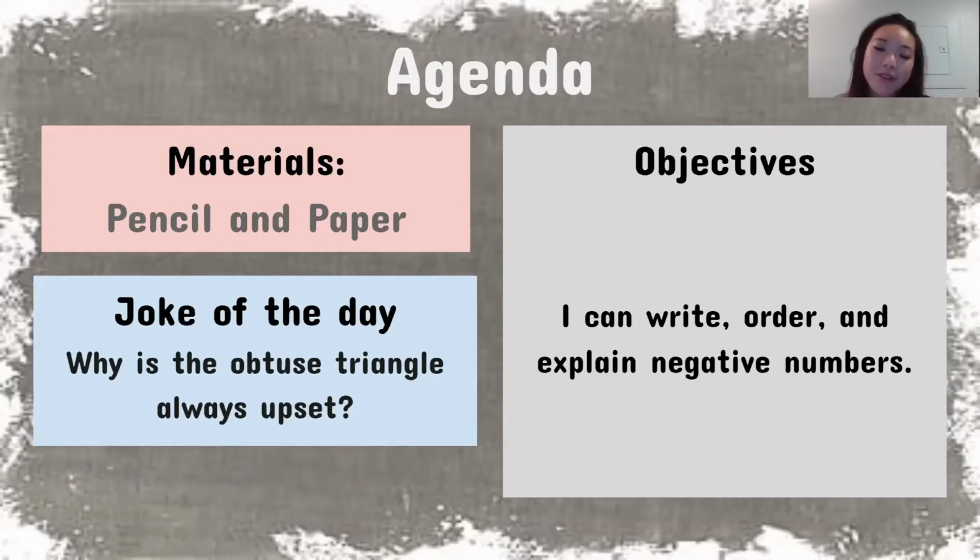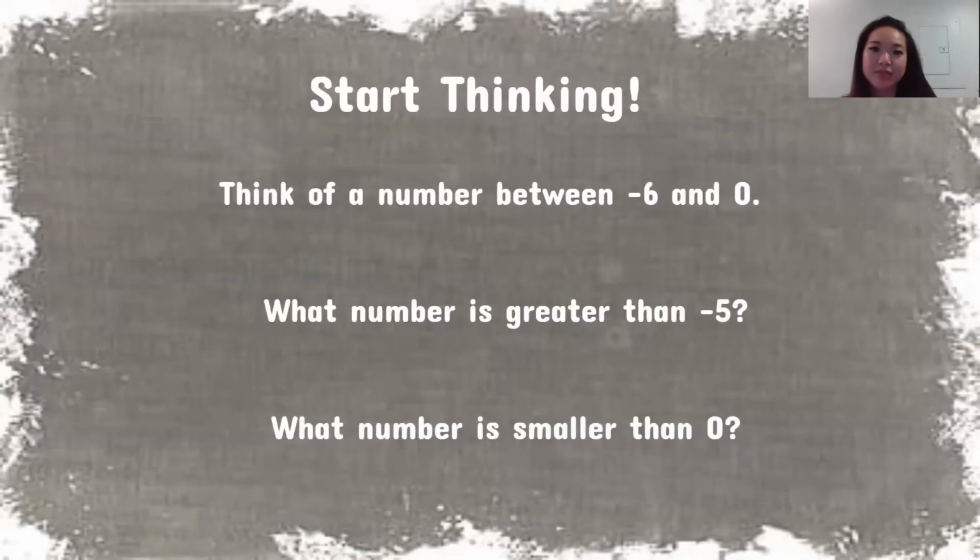All right, so I hope everyone has their materials now. And the joke of the day: why is the obtuse triangle always upset? It is always upset because it will never be right. And we know that an obtuse angle is larger than a right angle. So that was a little bit of fun to get our brains thinking about math. So let's get into it.